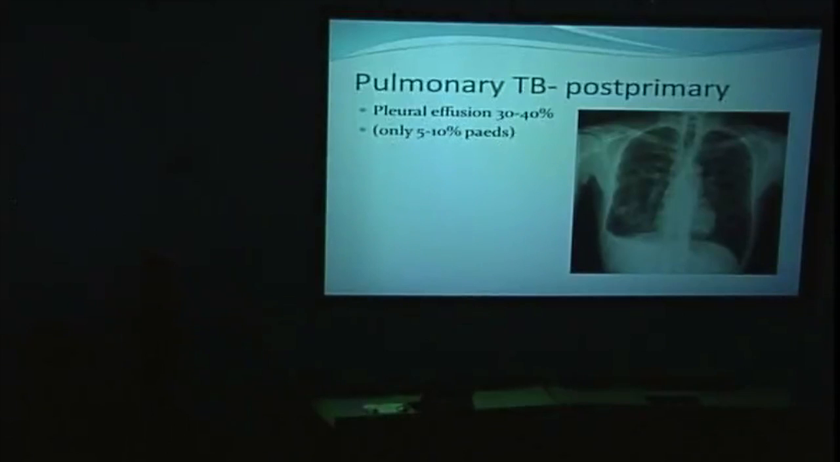As I say, pleural effusion is much more common in the post-primary setting, 30 to 40% says here. We can see a pleural effusion in this case. Typical meniscus sign, patchy, ill-defined airspace shadowing. Thickening of the horizontal fissure in this case, probably related to the effusion. In children, it's less likely that they'll get a pleural effusion.